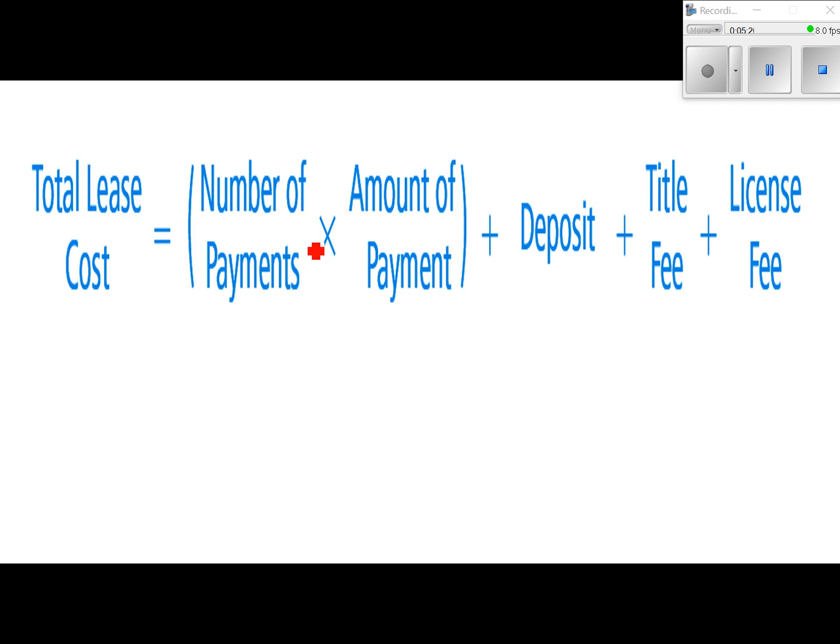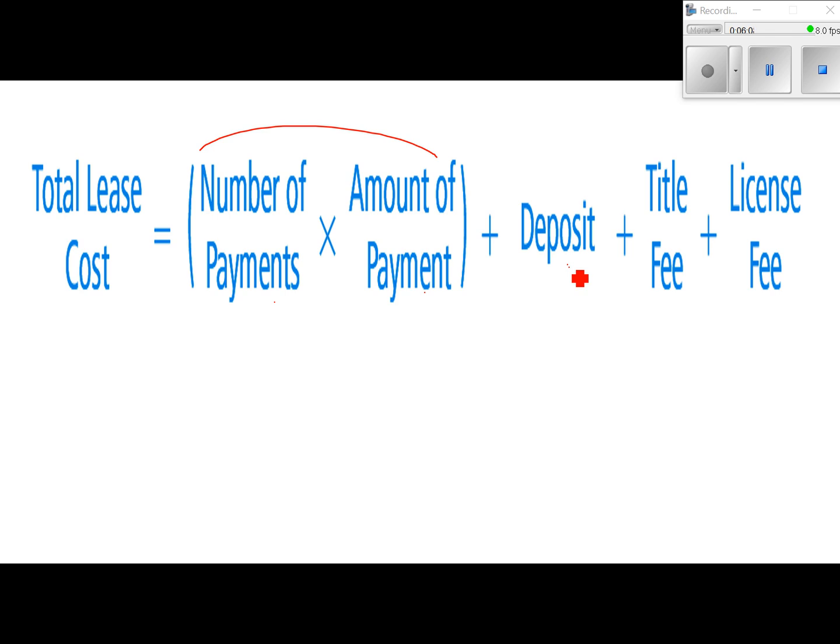The formula for the total cost of a lease is the number of payments times the amount of each payment. That's going to give you the total amount that you make in payments. Plus, there's usually going to be some kind of deposit. They're not going to let you walk out the door with a $30,000 vehicle and just take for granted that you're going to start making the payments on it. So they're going to make you put down some kind of deposit, usually $1,000, $1,500, $3,000, whatever it happens to be. So you need to take that into consideration when you're doing a lease.